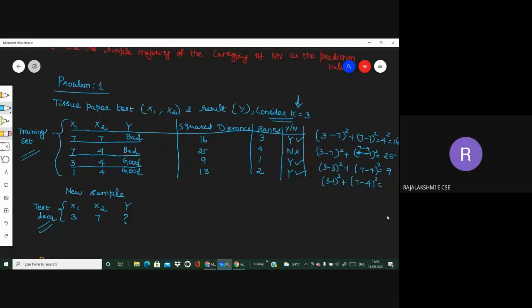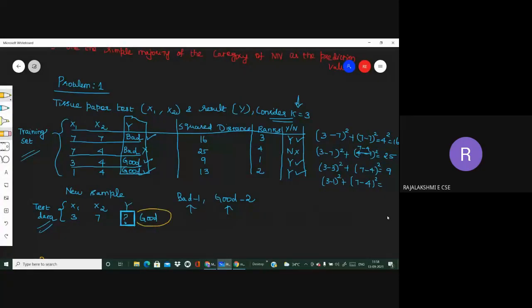Now compare the outputs of those 3 things. What are all the outputs? This one I took, this one I didn't take, this one I took. So 1 bad quantity and 2 good quantities were given. Therefore, the one having the maximum count wins. How many good are there, how many bad? Bad is only one, but good is 2. Therefore, I can classify this new sample with x1 equal to 3 and x2 equal to 7 as Good.